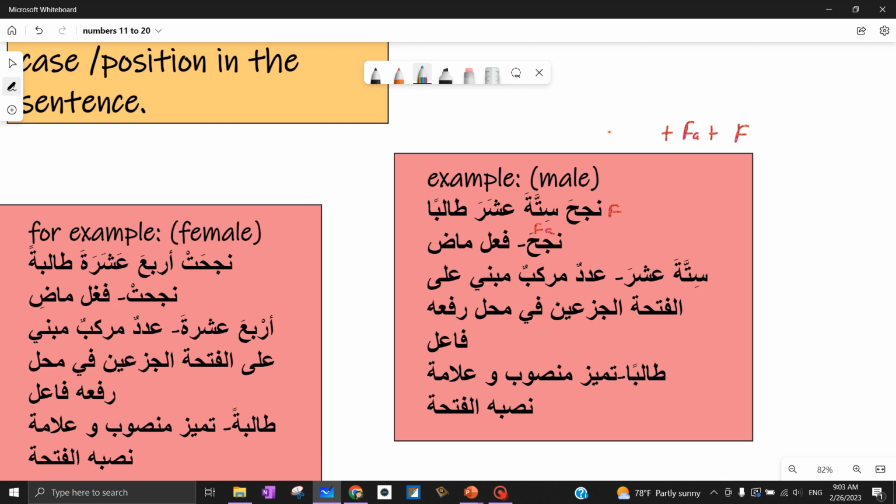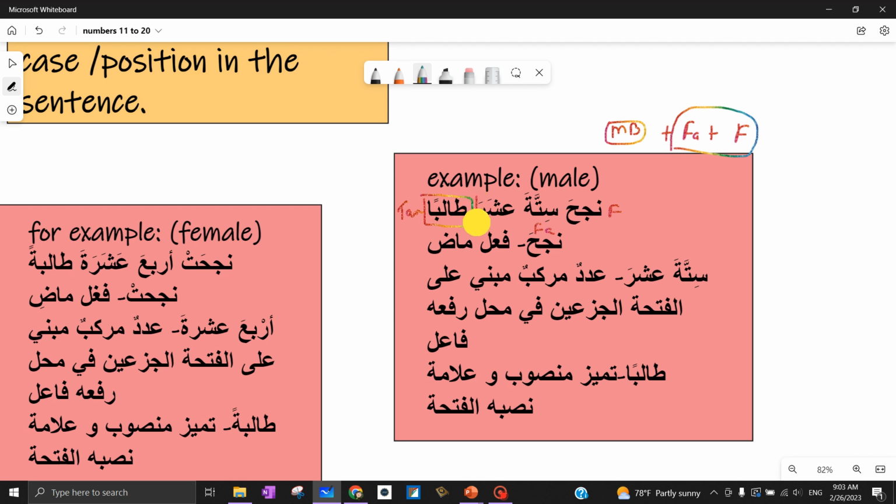Then comes the maful bihi. I told you if you have the fail and fail, your jumla is complete. Maful bihi is something extra. Sometimes it comes, sometimes it doesn't. But in this case, we have numbers. Don't you say Taliban is in maful bihi case because it has a fatha over there. We know this is tamiz. You need to do the Arab as it is tamiz.